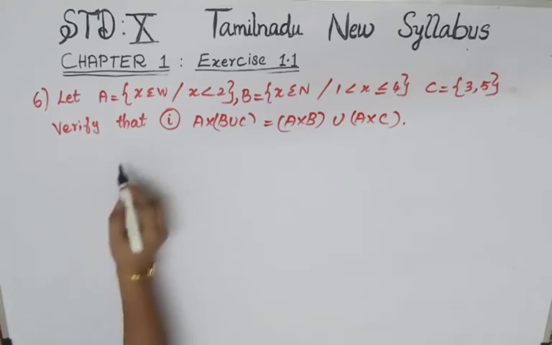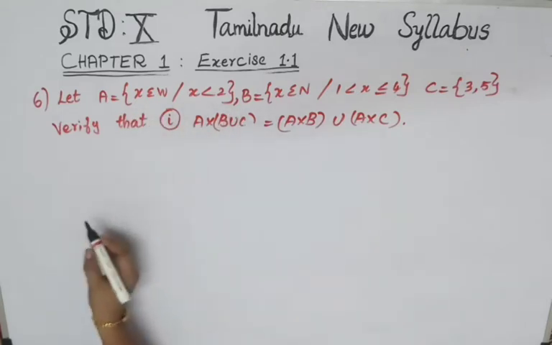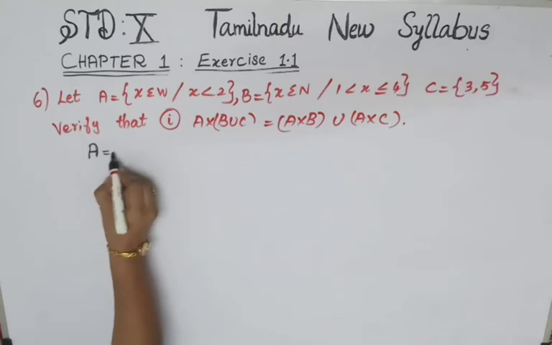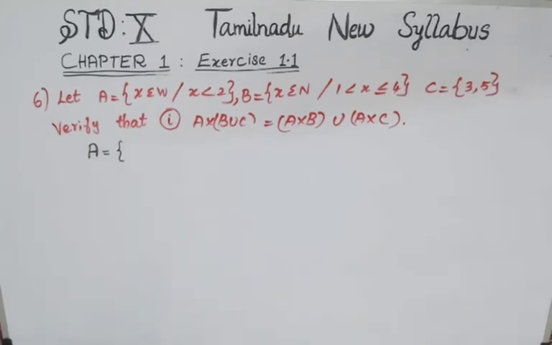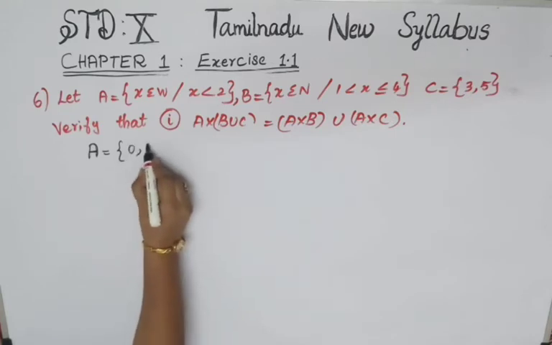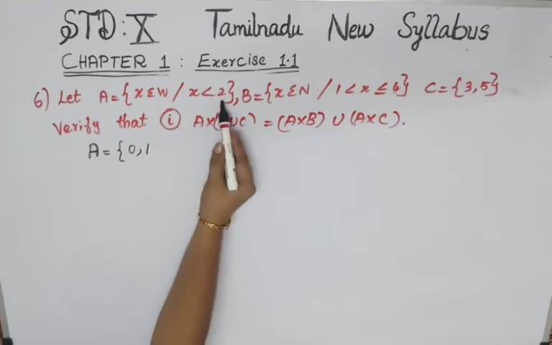Okay. So first they are given in set builder format. You will have to write the elements in A and B. Elements in A: they are given W, and W is nothing but your whole numbers. So start from 0, then 1, and 2 will be included because up to 2 only it is given.